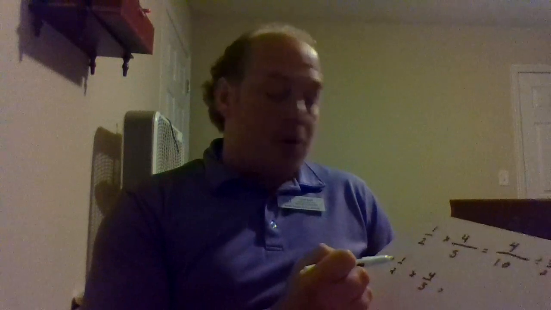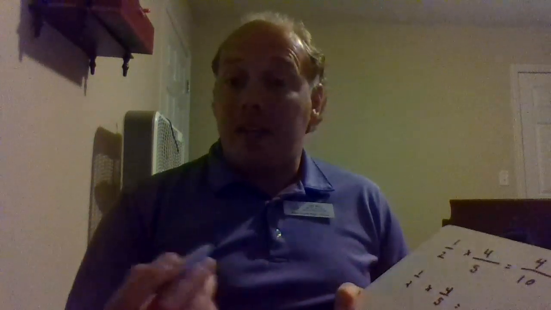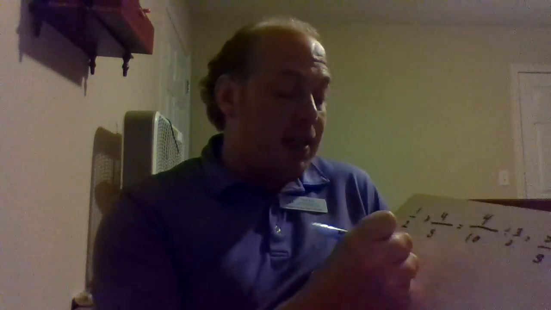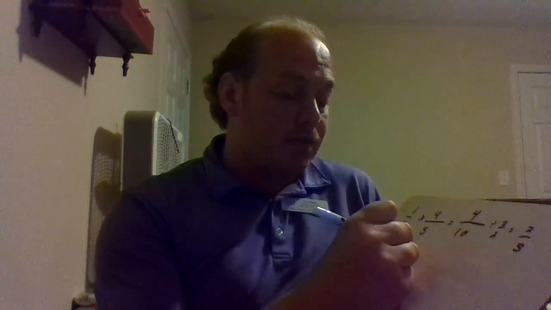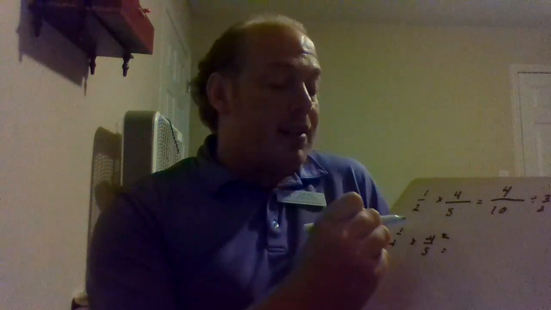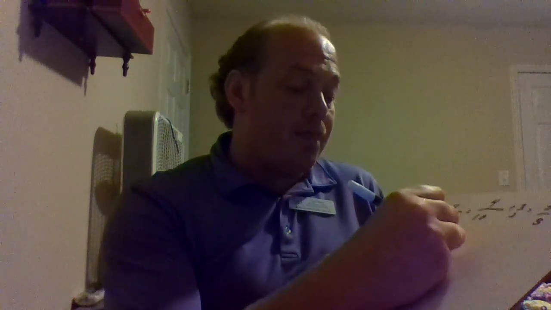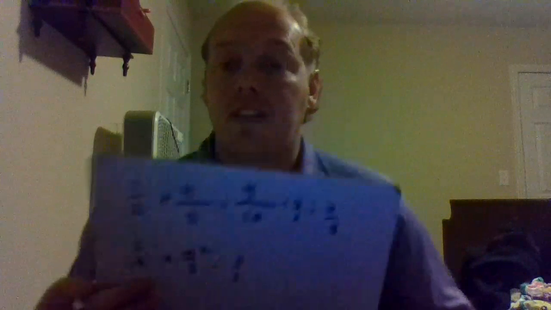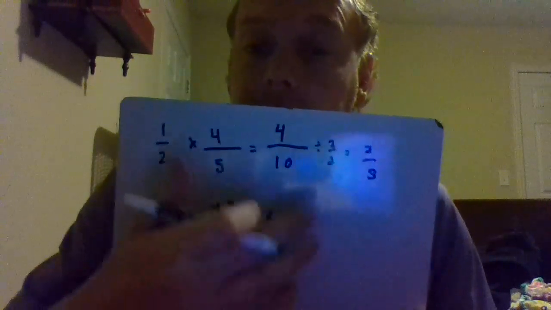Okay, so what we're going to do is we see 4 and 2 are both even, which means they can both be divided by 2. So if we divide 2 by 2, we get 1. And if we divide 4 by 2, we get 2. Now, all we do is multiply straight across. 1 times 2 is 2. And 1 times 5 is 5. So, as you can see, we got the same answer both times.